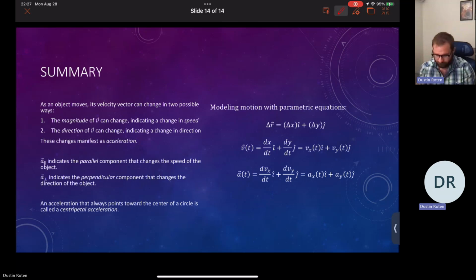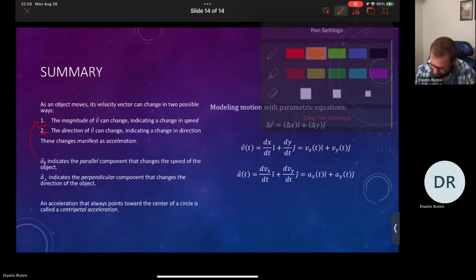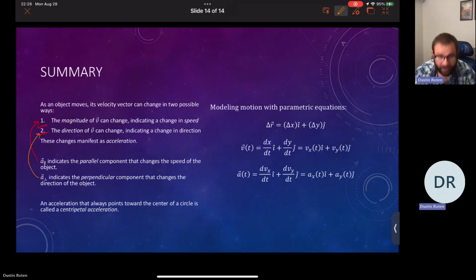So just a quick summary. As an object moves, its velocity vector can change in 2 possible ways. You can change the magnitude, so a change in speed. That's an acceleration. Or you can change the direction of the velocity. Even though the magnitude does not change, if the direction does, that's also an acceleration. So there are 2 different ways. Accelerations have a parallel component, and the parallel component changes speed. The perpendicular component changes direction.